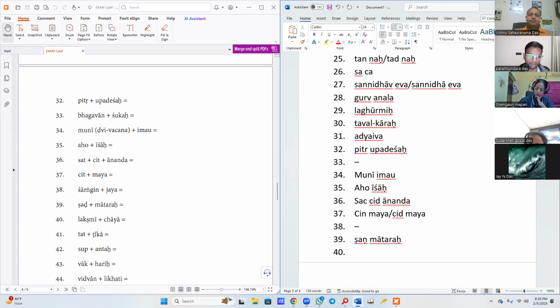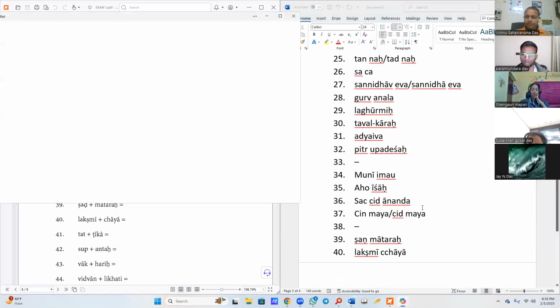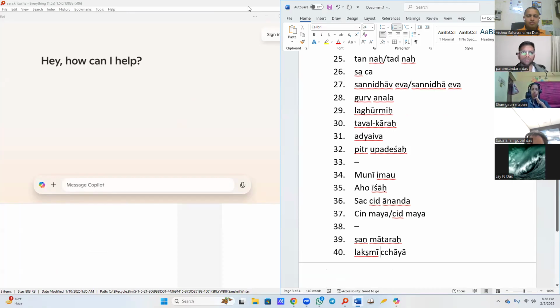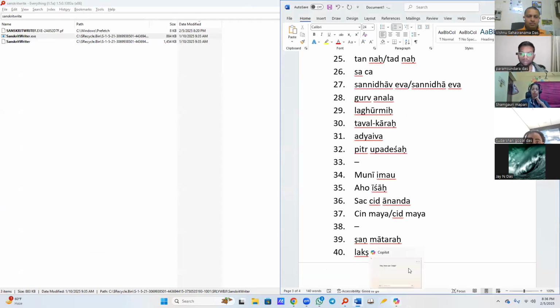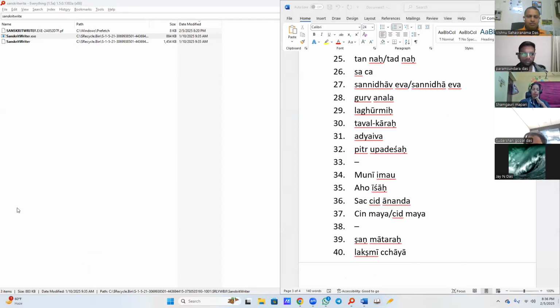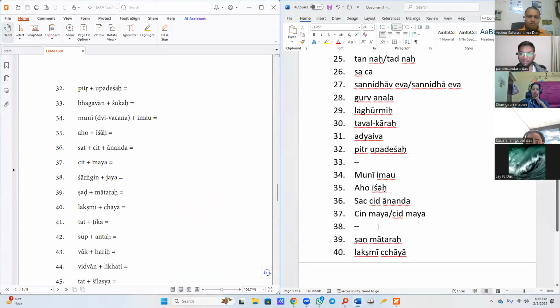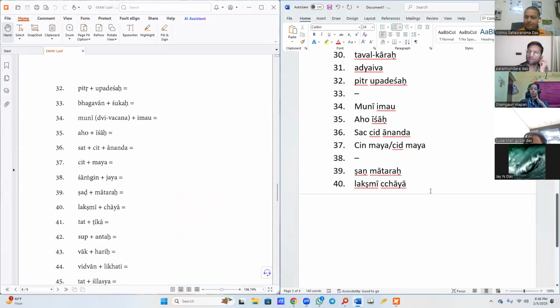40, Lakshmi Chaya. In Lakshmi Chaya, we reduplicate cha, which becomes cha ultimately, so we get this Lakshmi Chaya. 41st, Tat Tika becomes Tat Tika, Dato Parvana. Sup Antah becomes Subantah.